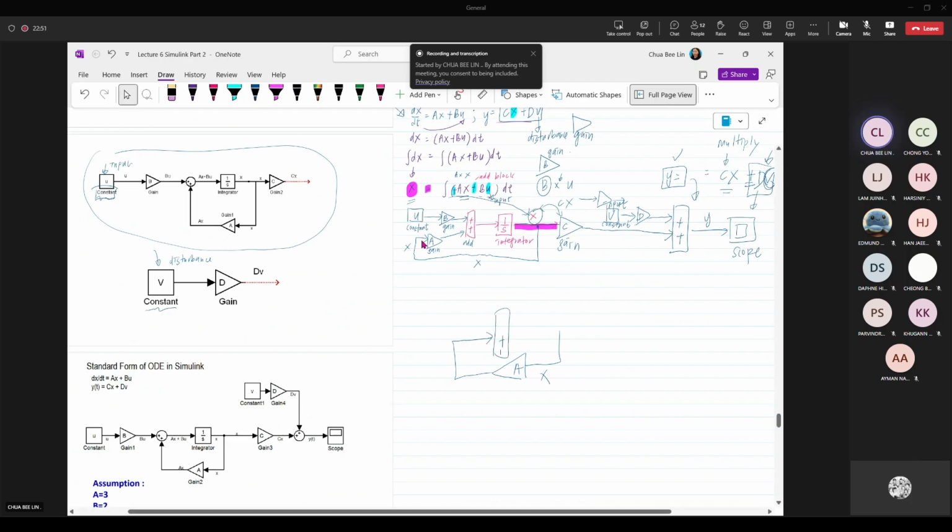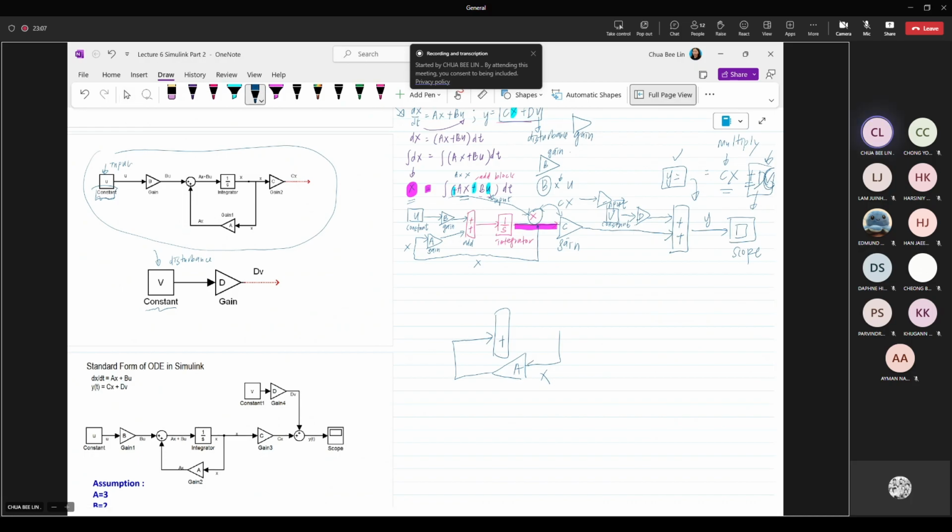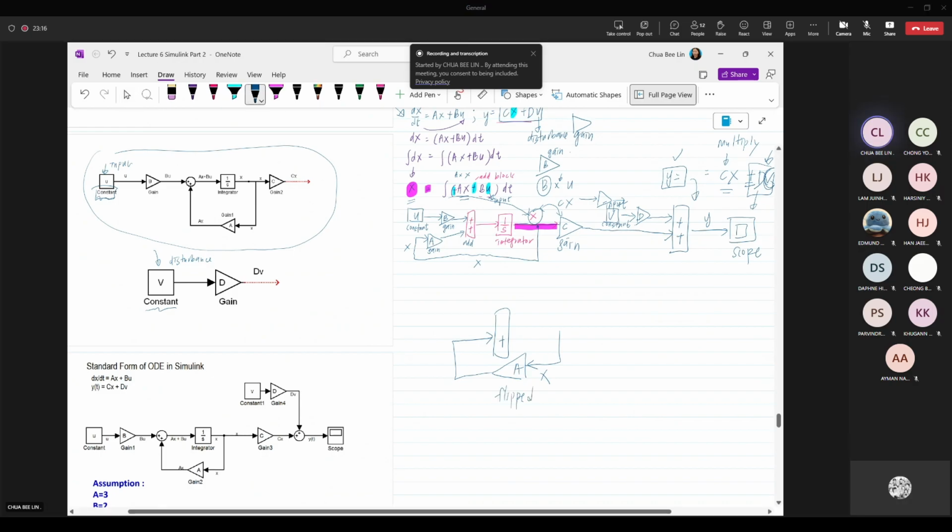Either you want to place your gain in this direction, or you can put it at the bottom because this is a whole line. It doesn't matter, you want to put it here also fine, here also fine, or here also fine. The same answer actually. If you put it like this and you're using Simulink, you have to right click and flip the block. Okay, so this one done.